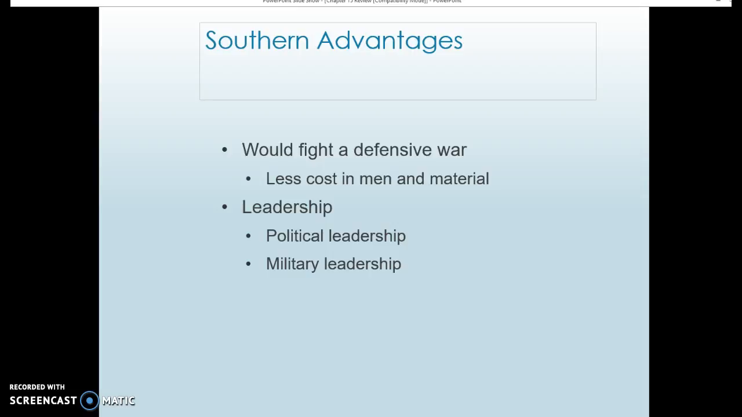Their leadership is also a little bit different. Lincoln had never really held a political office before, and it was a very short term that he held office. In political leadership, you've got a lot of congressmen and senators that have been serving in the political atmosphere for a long time. You also have really strong military leadership. These are men that have fought before. They fought in the Battle of New Orleans, they fought in the Mexican-American War, and so you've got some great military leadership in the South that the North just doesn't have.